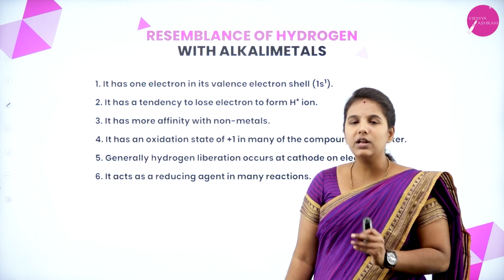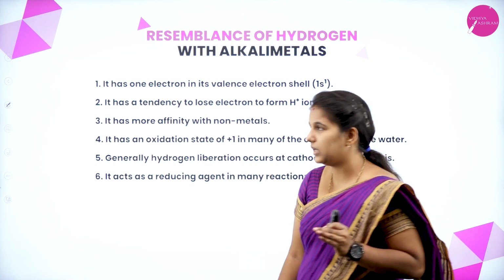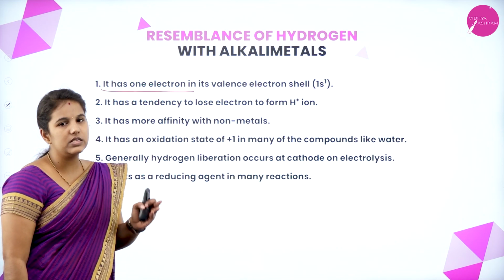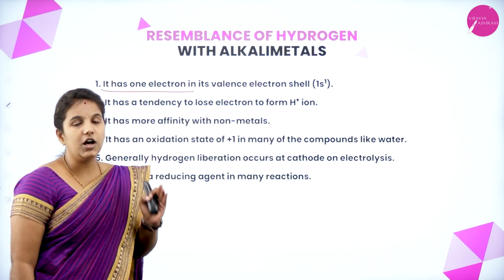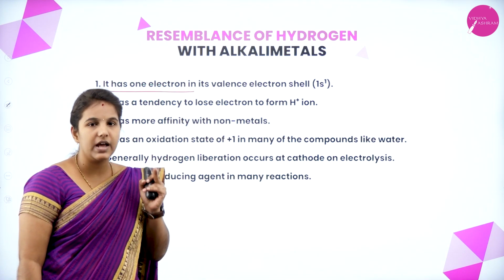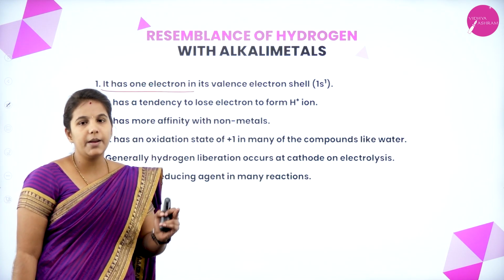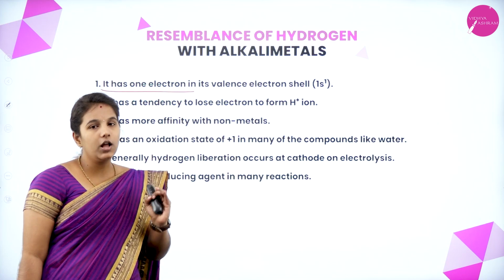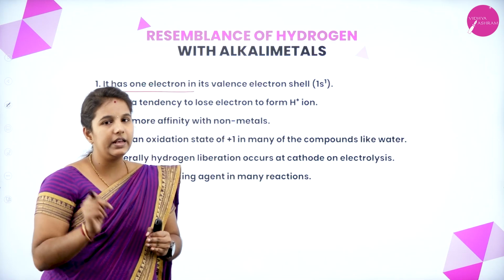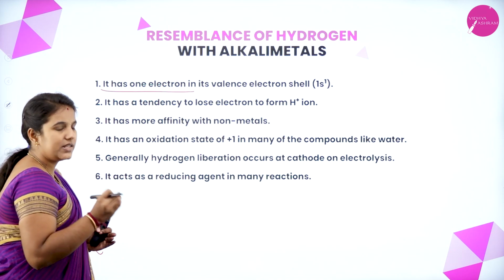Let's see how hydrogen resembles the alkali metals. It has 1 electron in its valence shell. We know that the group 1 elements, that is the alkali elements, are hydrogen, lithium, sodium, potassium, rubidium and cesium. Is it right? All these elements consist of only one electron in their valence shell. So I can write the examples of hydrogen as well as lithium.